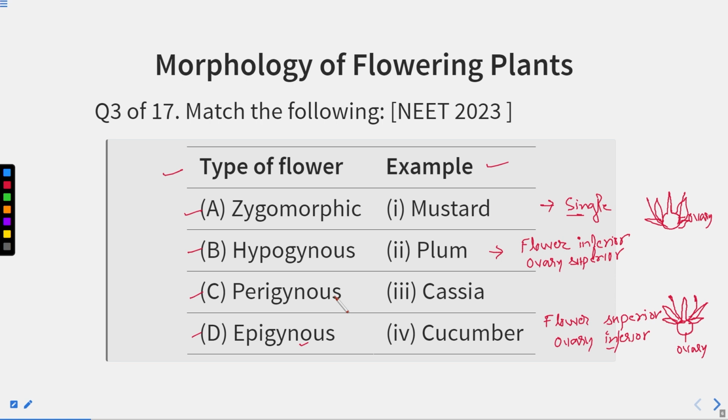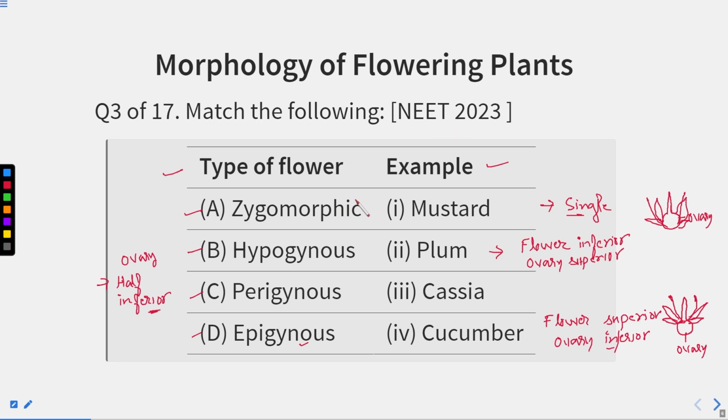Now perigynous flower. In perigynous flower, what happens? Here the ovary is half inferior. The sepals, petals, and the stamens: the bases of the sepals, petals, and stamens fuse with each other to form a hypanthium. So this is known as perigynous. Here the ovary is half inferior.